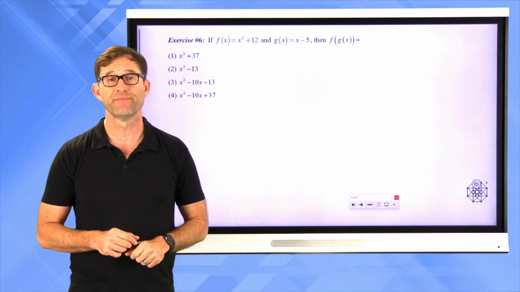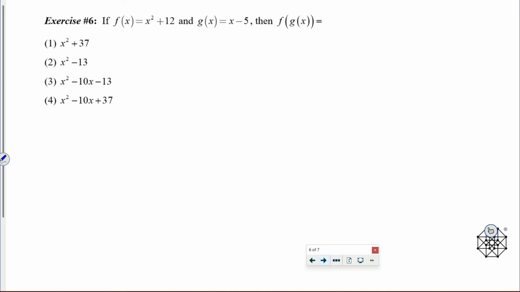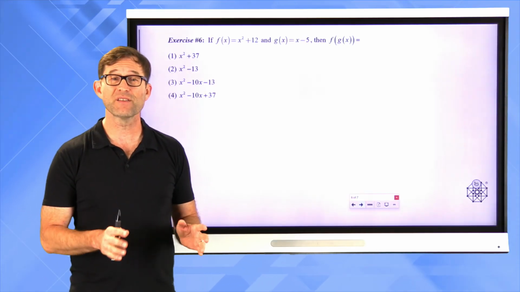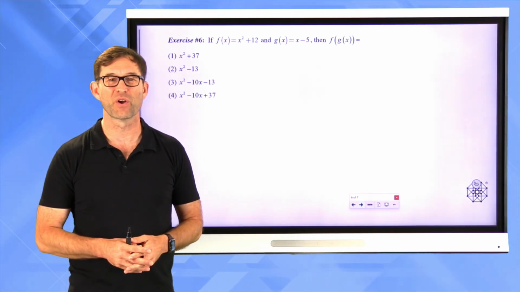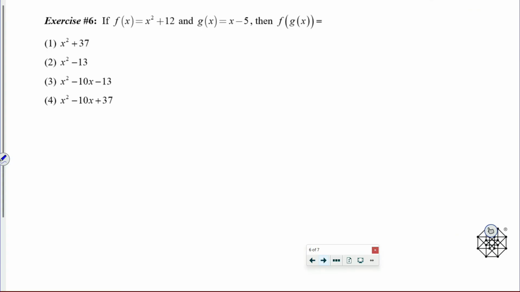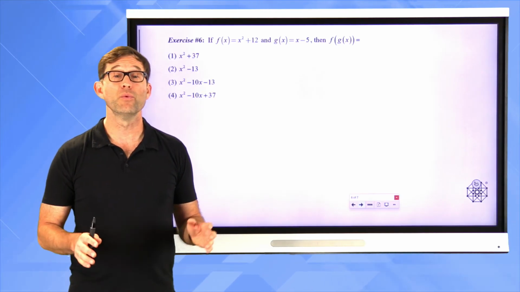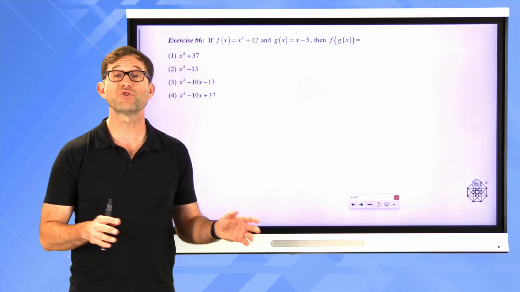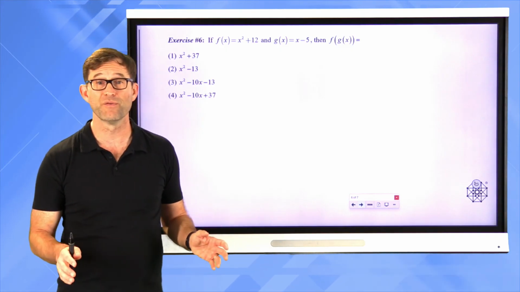Exercise number 6. If f of x equals x squared plus 12, and g of x equals x minus 5, then f of g of x equals one of the following. All right, what I'd like you to do is pause the video now and see if you can figure out which one is the correct choice. All right, well here you would get a huge difference depending on which direction you compose these two functions in.